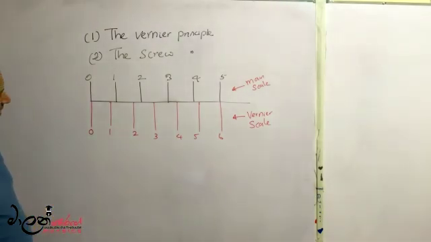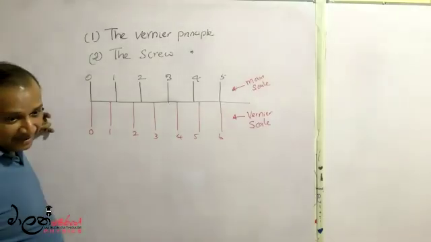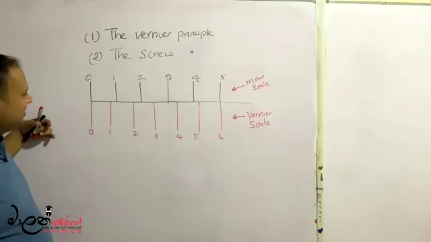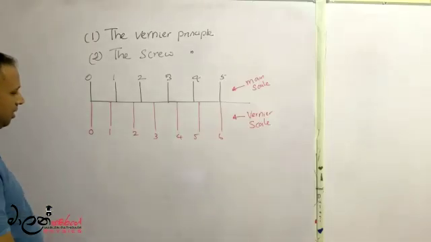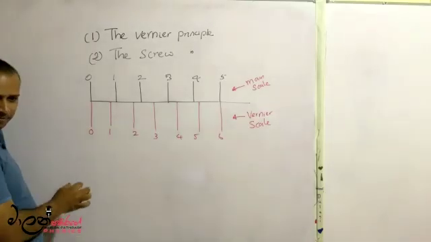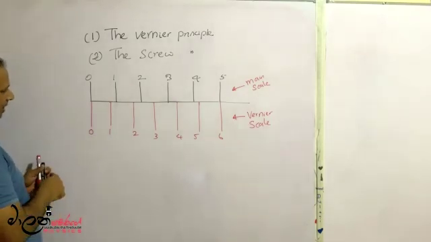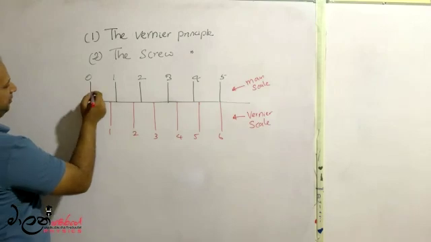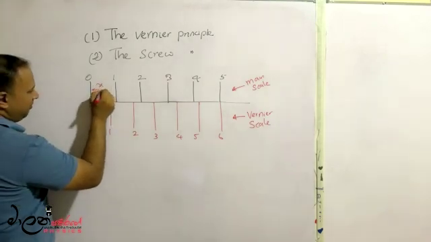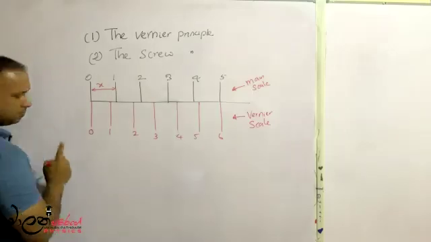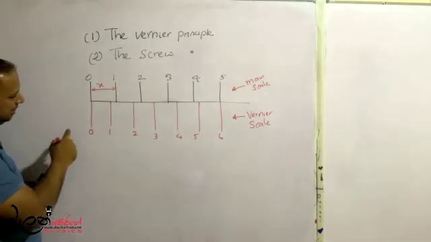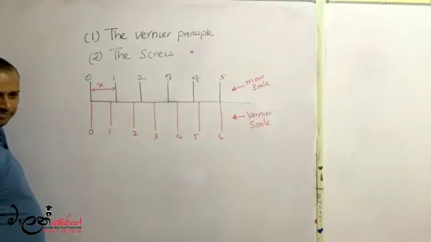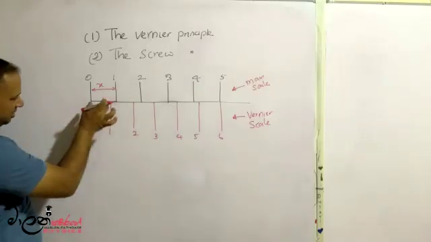Sir, the Vernier scale represents the least count number. Look at this. But you can measure this gap, no? Okay. Suppose this gap is X. You can measure this value, no? X can be measured, no? Is that okay?